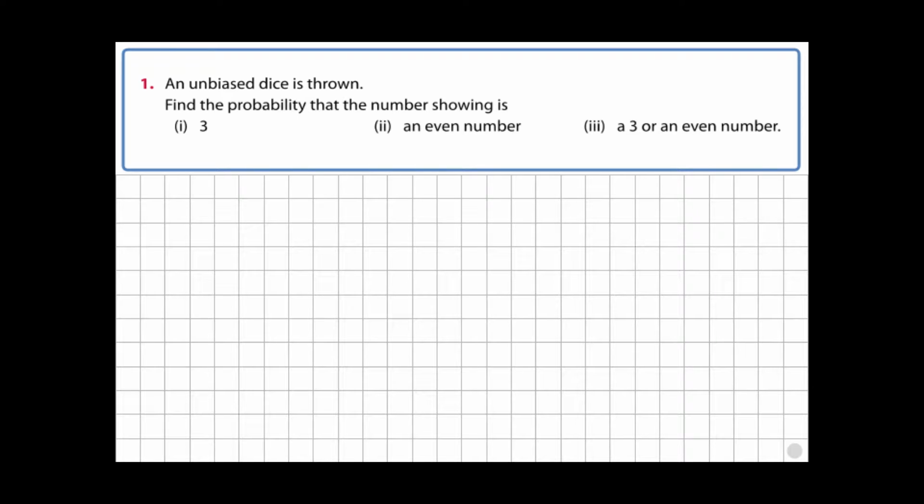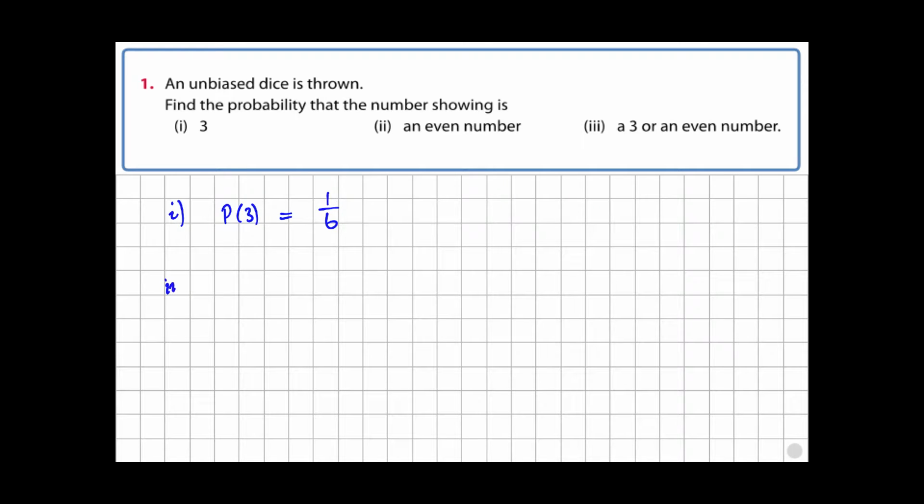Okay, so an unbiased dice is thrown. Find the probability that the number shown is a 3. Okay, so the probability of it being a 3 is going to be part 1. The probability of it being a 3 will be 1 out of the total number of outcomes. If it's a dice, it has 6 sides, so the number 3 will be 1 out of 6.